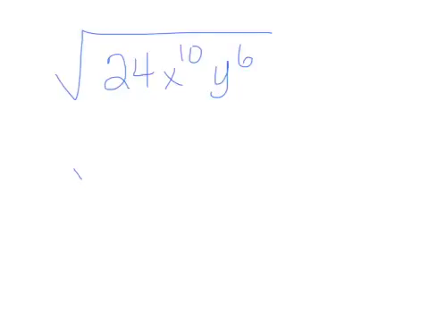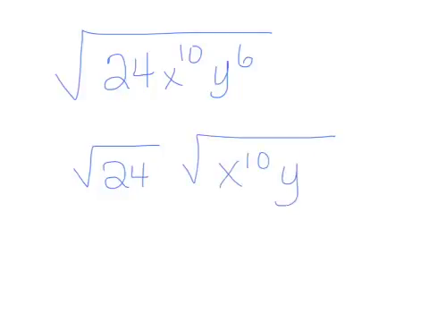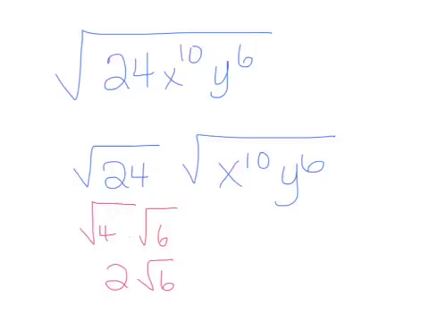I'm looking for the largest perfect square in 24, and then I'm going to deal with the variables. And if you want to write them separately, go ahead. So 24 can be written as the square root of 4 times the square root of 6. Square root of 4 is 2, so 2 rad 6. X to the 10th, it's an even number. I'm going to divide it by 2, and I'm going to get x to the 5th out of the radical. And I'm going to take 6, divide it by 2, and get y cubed.